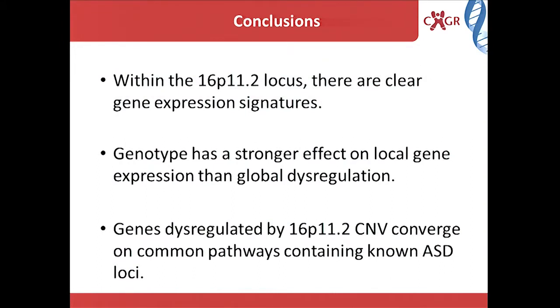And to conclude, we found that within the 16p11.2 locus there was a very clear gene expression signature, and that the expression signature which emerged from the locus itself was by far the strongest signal that we could see in the genome, suggesting a distribution of relatively subtle dysregulation and highlighting the need for even larger sample sizes and greater power than we were able to achieve in our study. And finally, that the genes dysregulated by 16p11.2 CNV converge on common pathways containing known ASD loci.